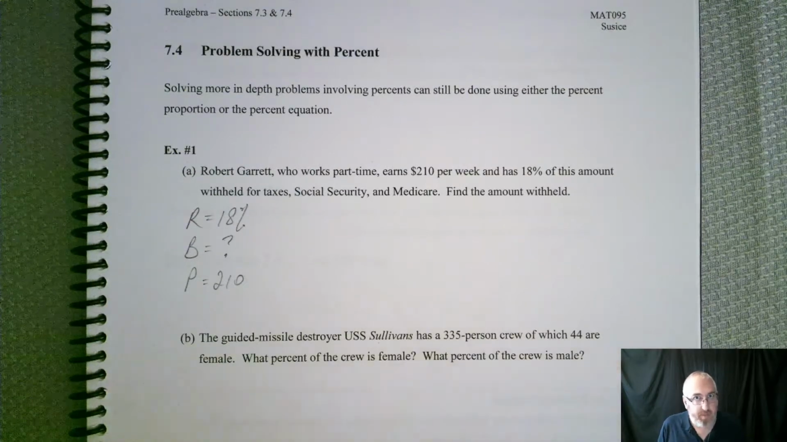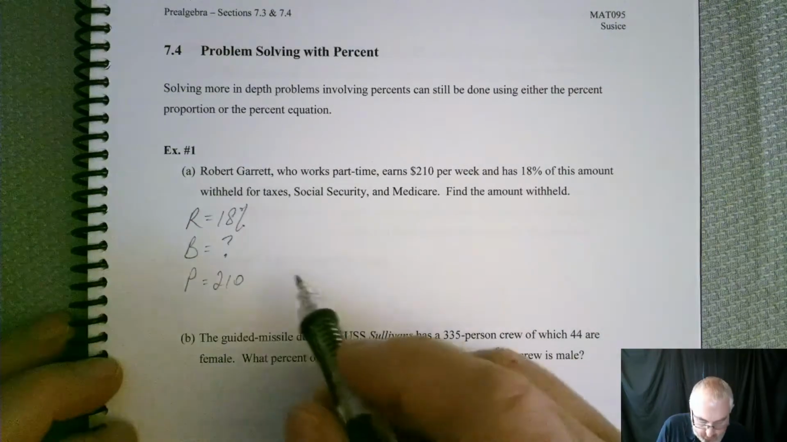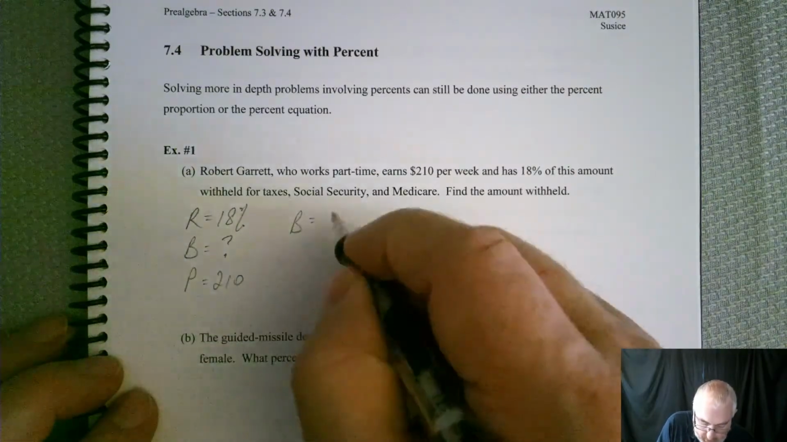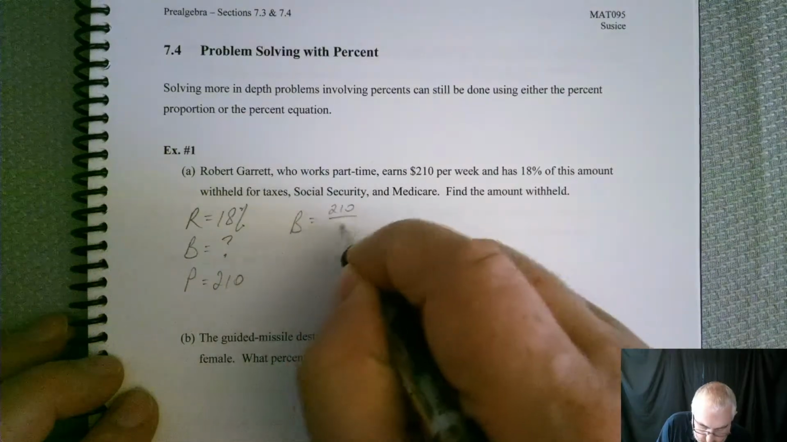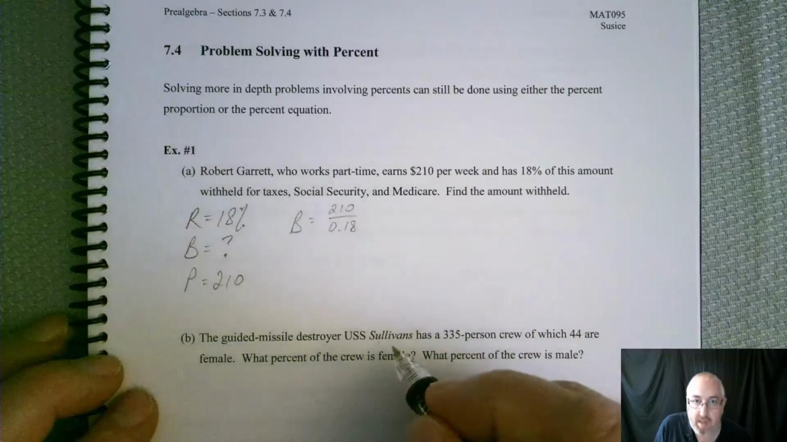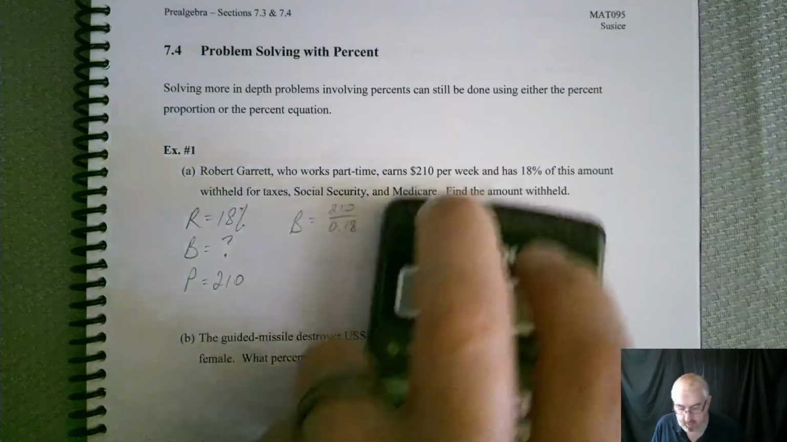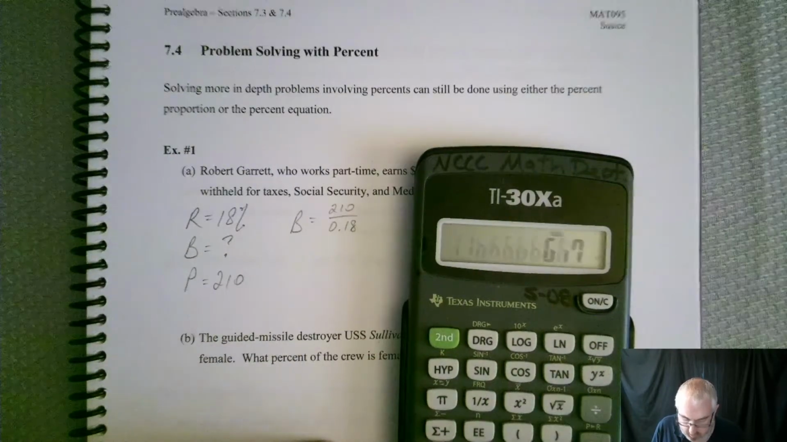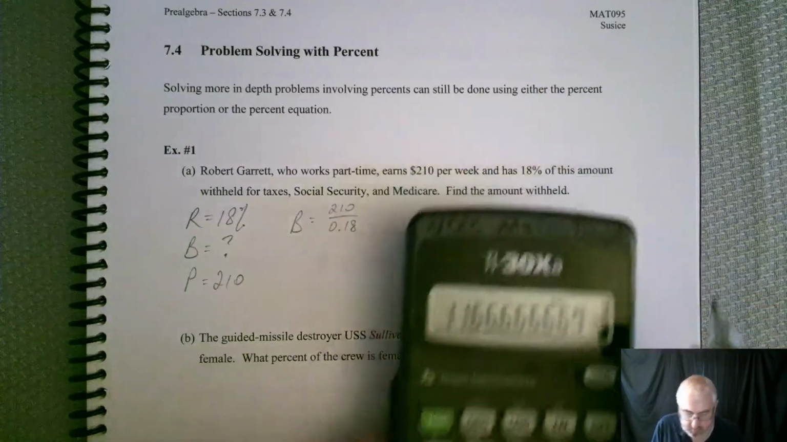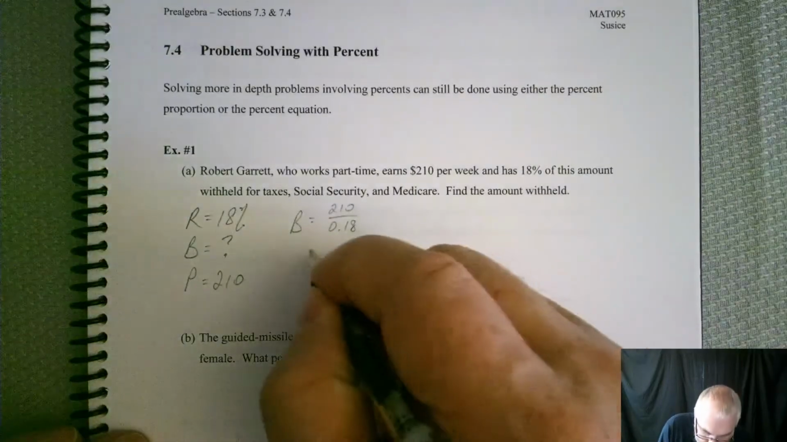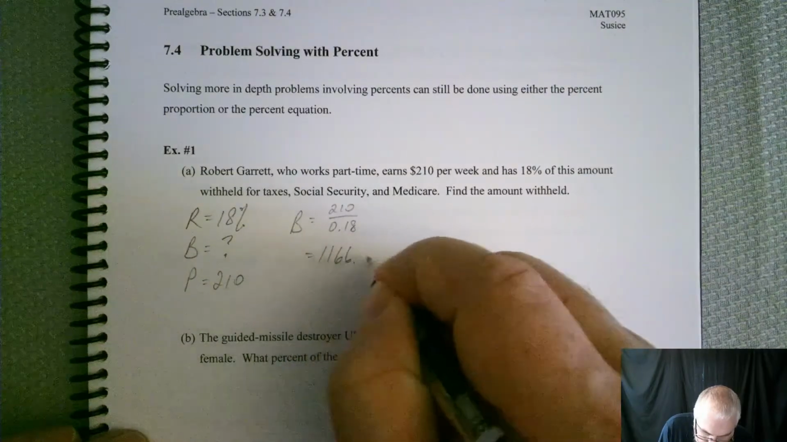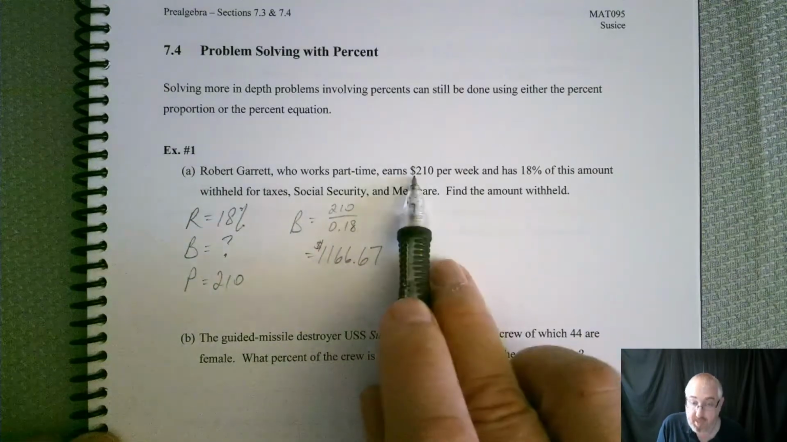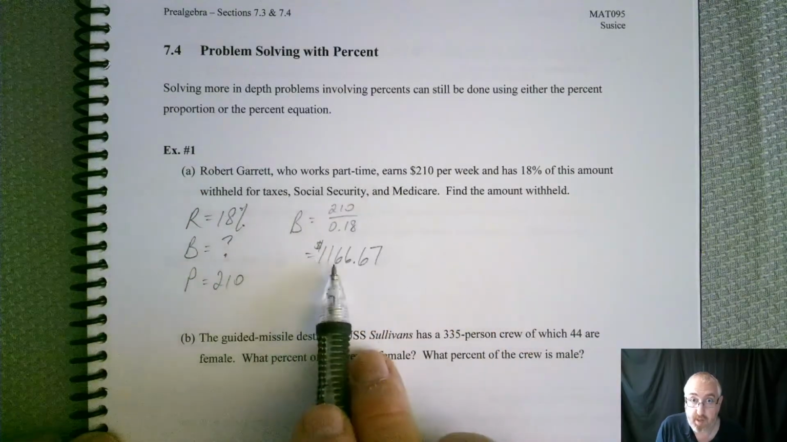I'm going to use the equation method just because it's a little bit faster. So if we're looking for our base, remember we have to divide our part by our rate. So we would say 210 over 0.18. Well, if we divide that on the calculator, let's see what we get. So we get 1166.666666. So 1166.6, I'll just round it to 7. Now, again, you should match the units. So remember the units are dollars, so this should be dollars as well.